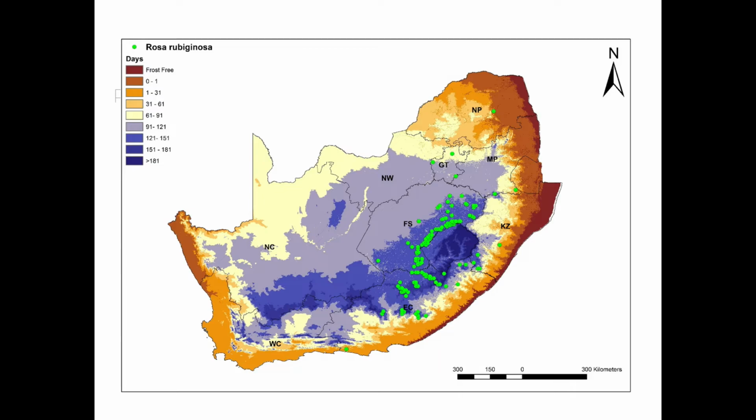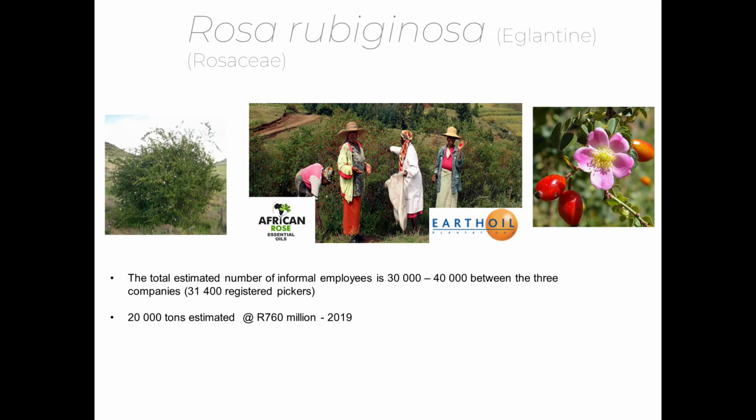It's driven by the fact that it really needs cold stratification to get the seeds to germinate. So it needs about 60 days below zero for the seeds to germinate. So it really is restricted to where it gets that many cold days. And so it's a category 2B invasive species in South Africa.